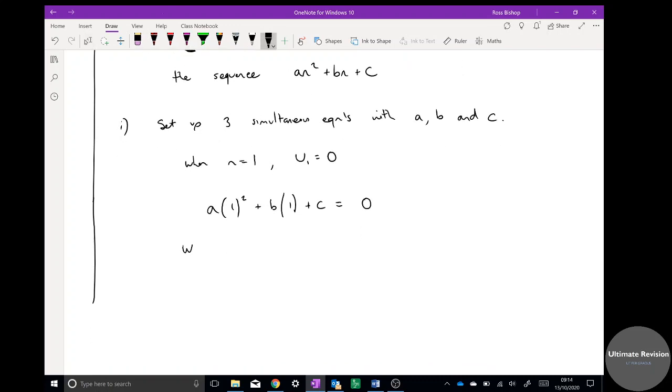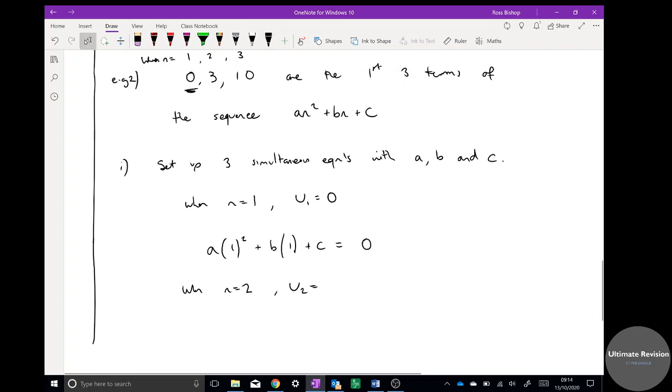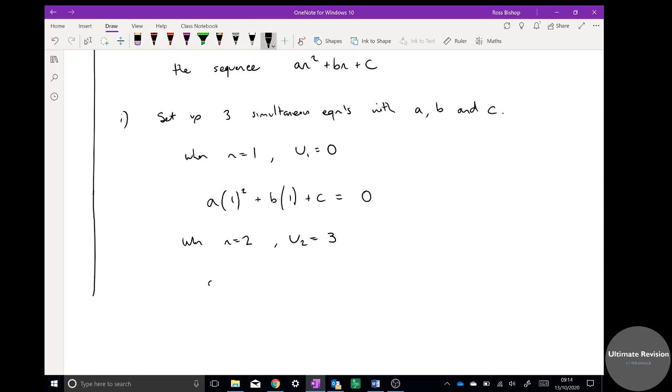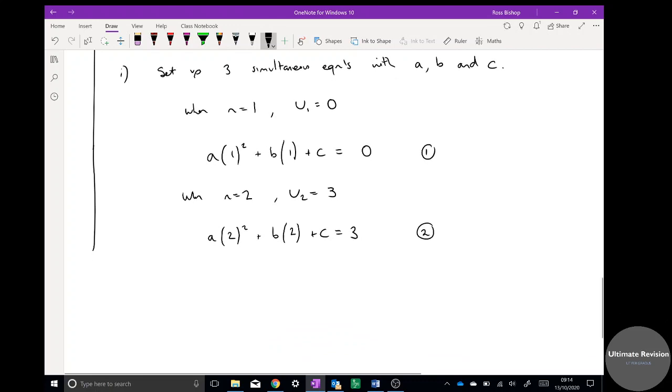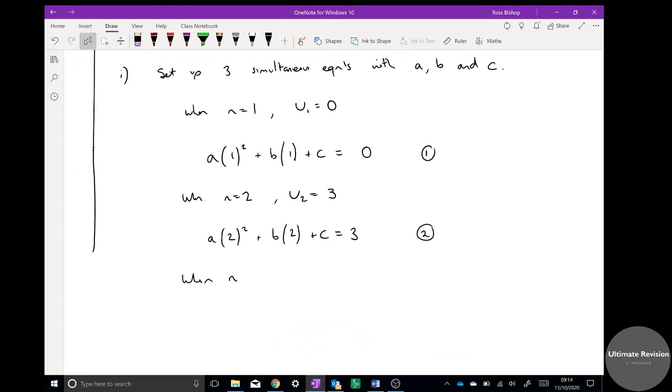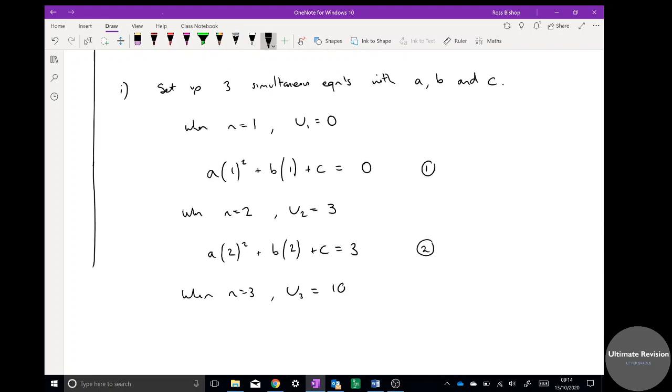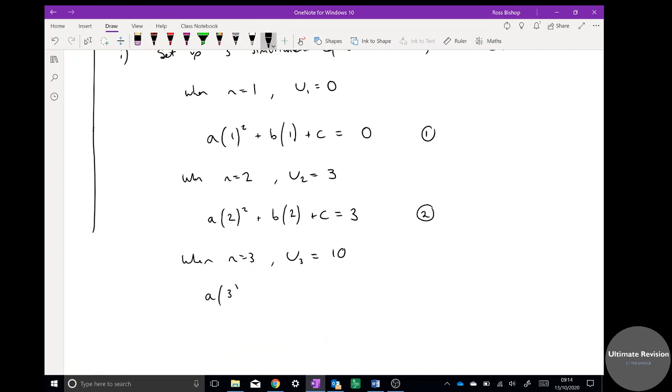Okay? Let's do when n equals 2. So the second term, when n equals 2, the second term is actually 3. So if I put 2 in here, I get a 2 squared plus b times 2 plus c, and that equals 3. That's my second equation. First equation, second equation, and third equation. When n equals 3, the third term, u3, is going to equal 10. So I get a 3 squared plus b times 3 plus c equals 10. That's the third equation. Okay, right, I'm just going to tidy all these up.